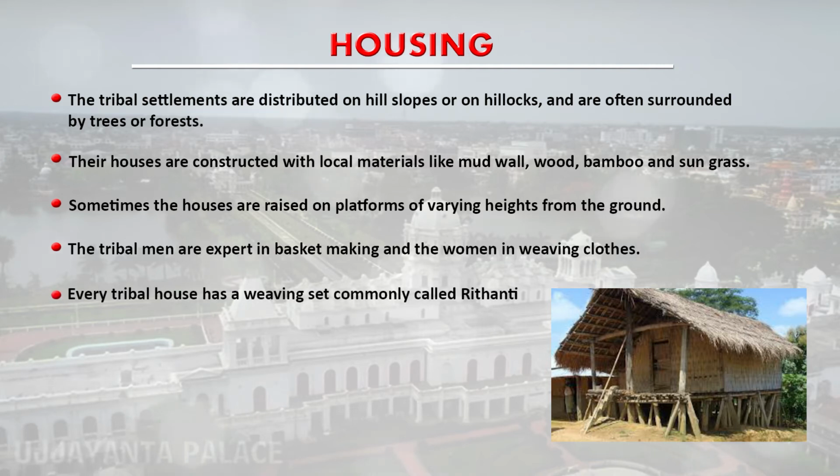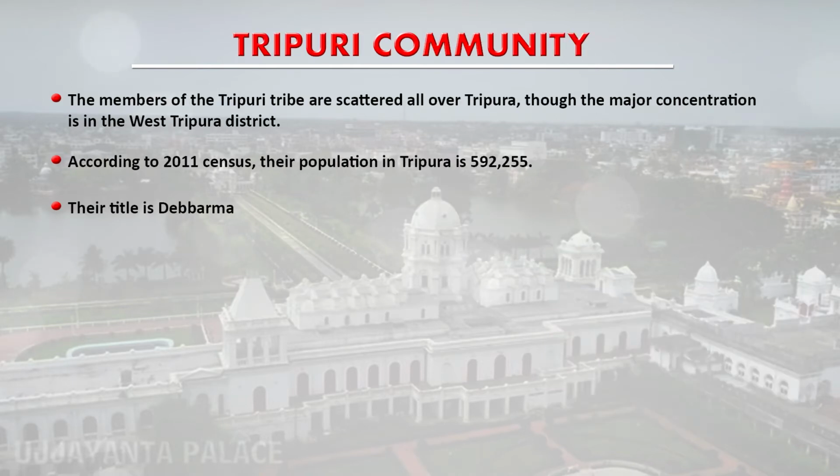Every tribal house has a weaving set, commonly called ri thanti. Ri is basically cloth, and thanti means that by which they prepare the dress. Now we talk particularly about the Tripuri community. The Tripuri community is the largest community group in Tripura, and their surnames are Deborma. Many people start with Deborman also, and as per the census of 2011, their population is around 5,92,000, and they are mainly located in West District, but their settlements can be observed across the state.